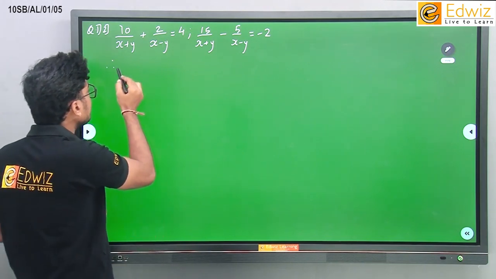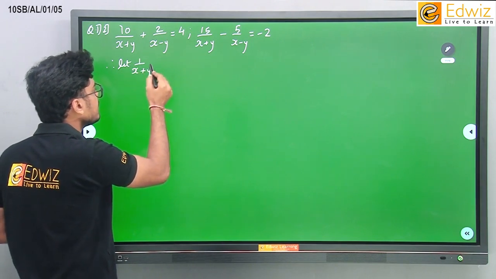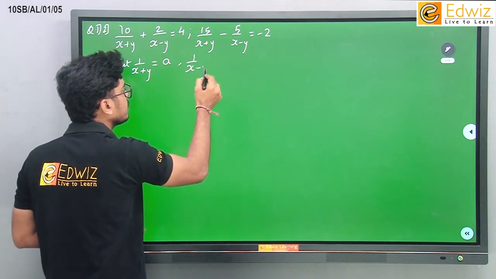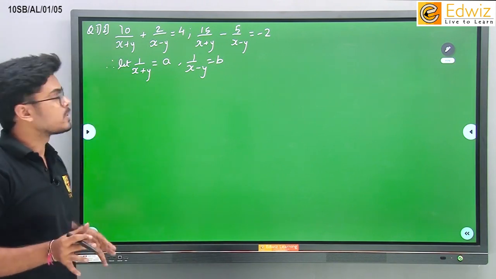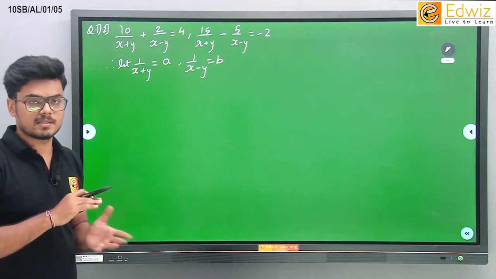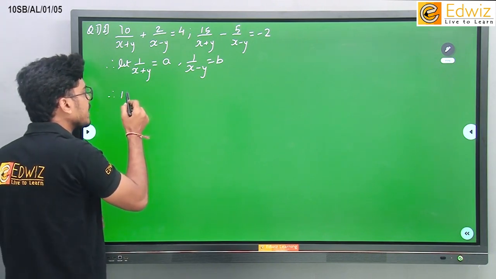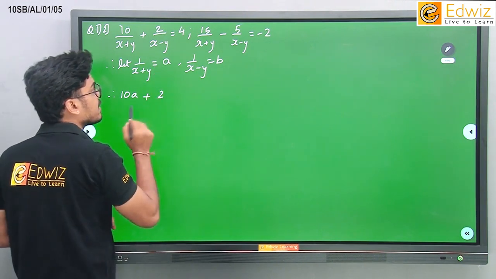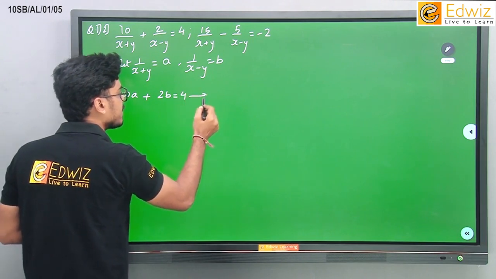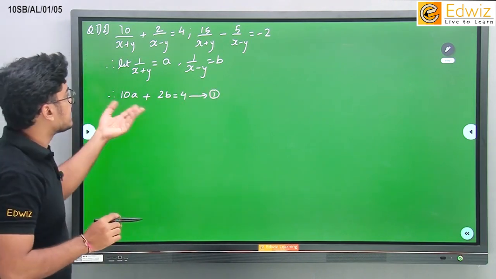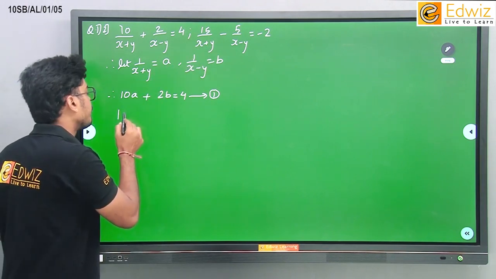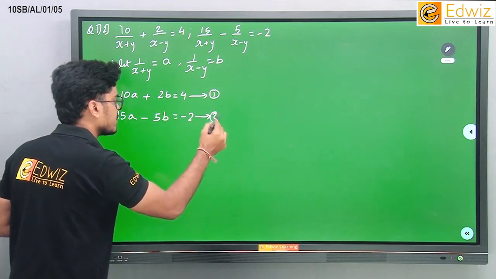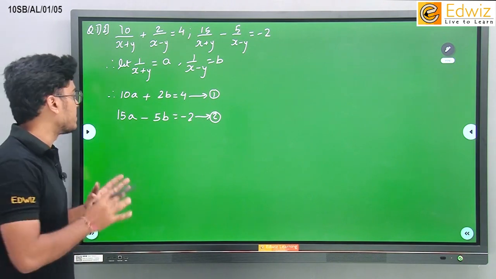So let 1 upon x plus y be equal to a, some other variable, and 1 upon x minus y be equal to b. ठीक है, उससे फिर से these equations will get simplified to a much simpler version. This will become 10 times 1 upon x plus y, which is just a, plus 2 times b equal to 4. ये मैं कंसिडर करूंगा मेरा फर्स्ट इक्वेशन. ठीक है, सिमिलरली दिस कैन बी कंसिडर्ड एज 15a minus 5b equal to minus 2, second equation. ठीक है, so these will be the equations I will be solving.